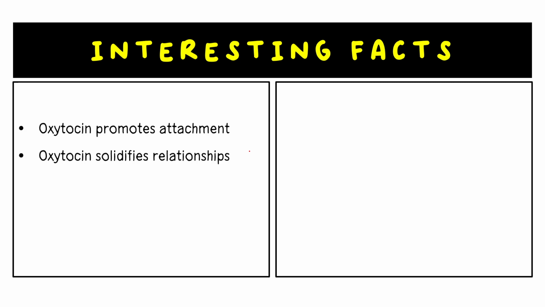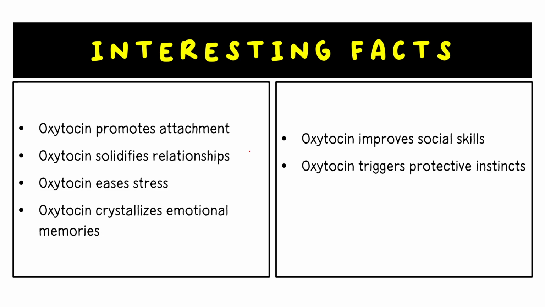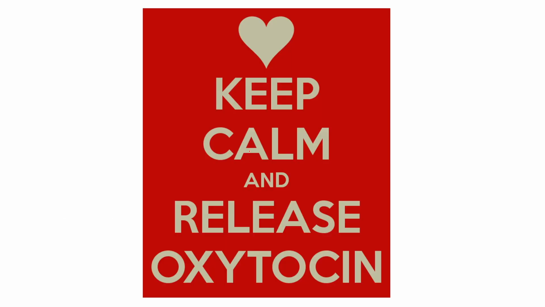So some interesting facts about your oxytocin. Oxytocin promotes attachment, it solidifies relationships, it eases stress, it crystallizes emotional memories, it improves your social skills. So madami kayong effect ng oxytocin kids na hindi lang natin napapansin. It triggers protective instincts, it induces sleep, and it fosters generosity. So in short, keep calm and release oxytocin.